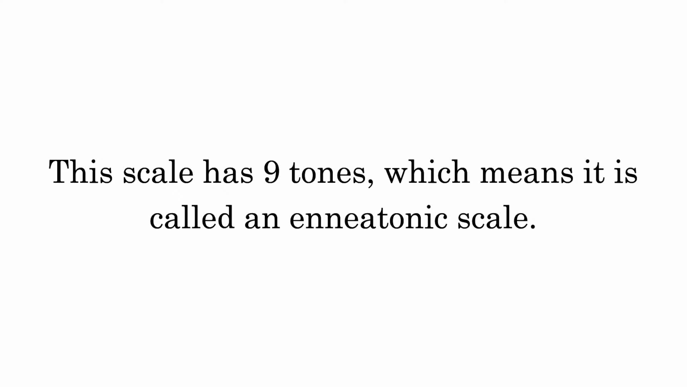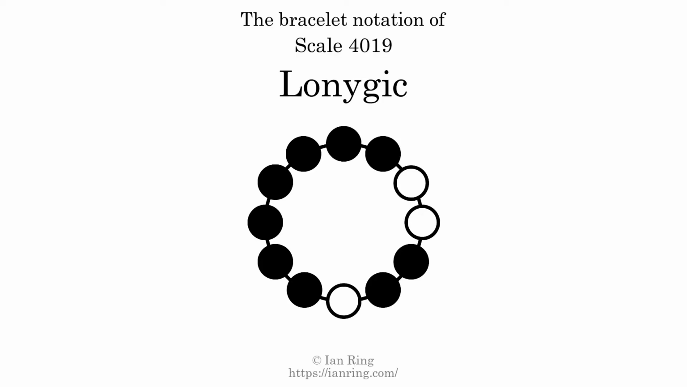This scale has 9 tones, which means it is called an enneatonic scale. This is a bracelet notation diagram of scale 4019. The shaded circles represent tones that appear in the scale, and they are read clockwise, starting at the top.